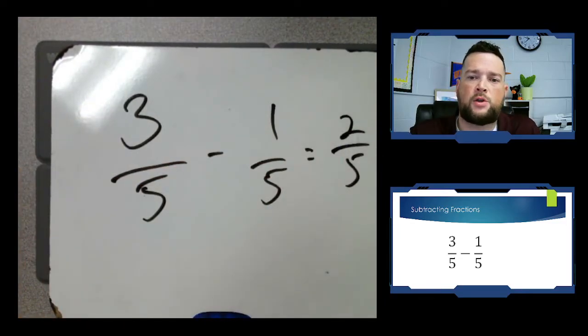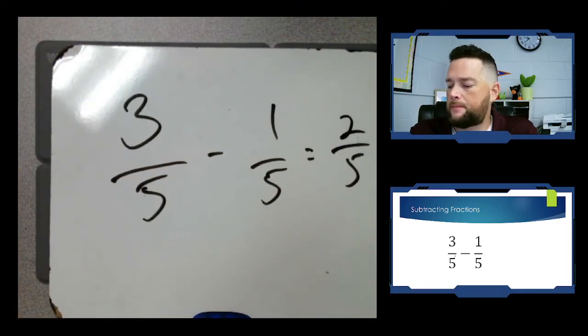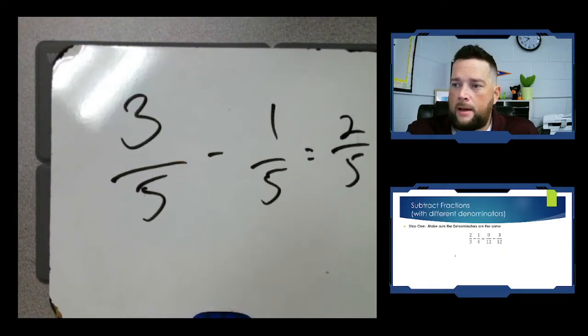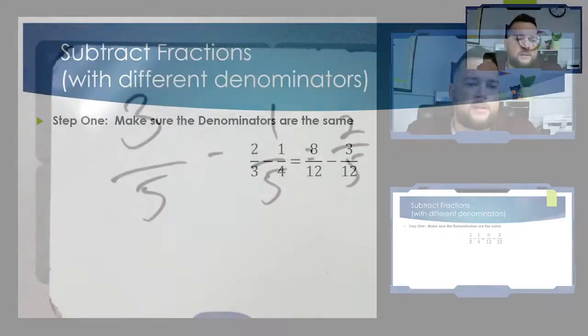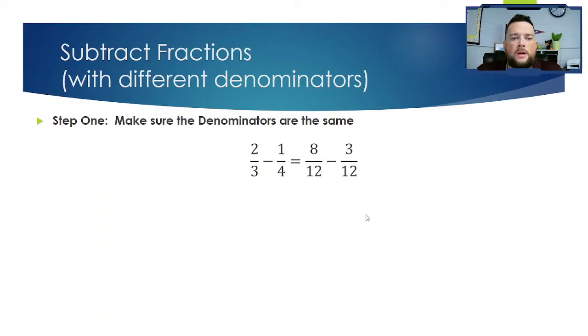So our final answer would be 2/5. All right, so now what about subtracting fractions with different denominators? We've got an example right up here, 2/3 minus 1/4. Again, you want to make sure that the denominators are the same.